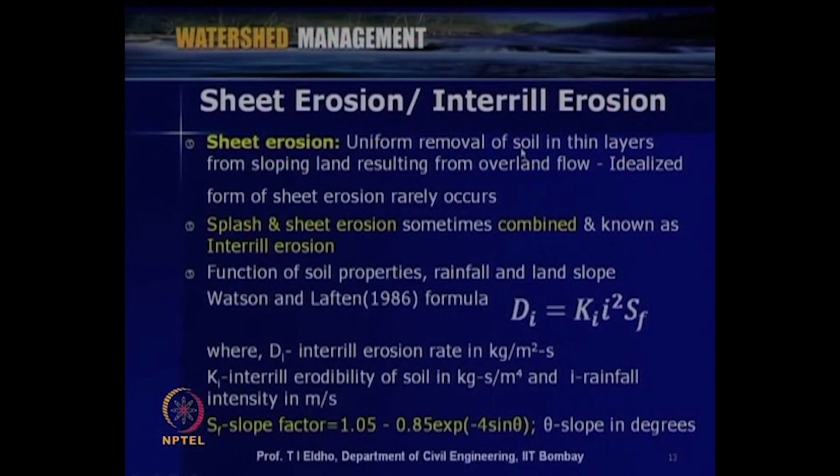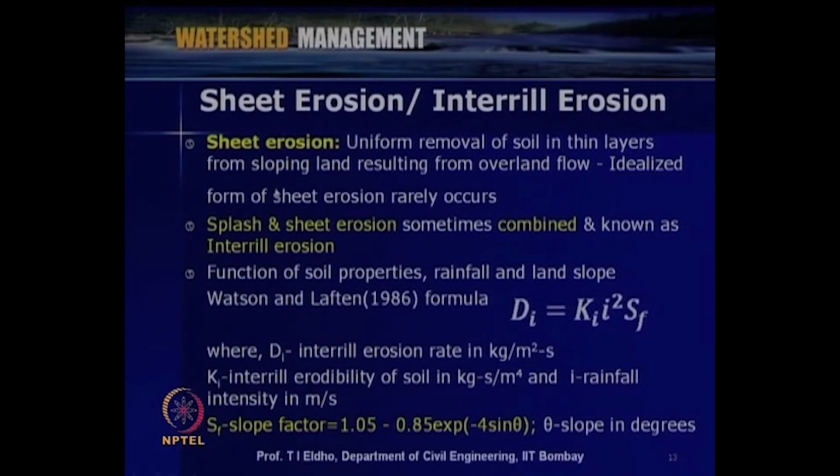Now let us look into sheet erosion or interrill erosion. Sheet erosion means uniform removal of soil in thin layers from slopes resulting from overland flow. Actually, this is an idealized form of sheet erosion and very rarely occurs. Generally, the intensity will vary from one location to another, so the sheet erosion varies from one location to another. It is the removal of soil in thin layers.